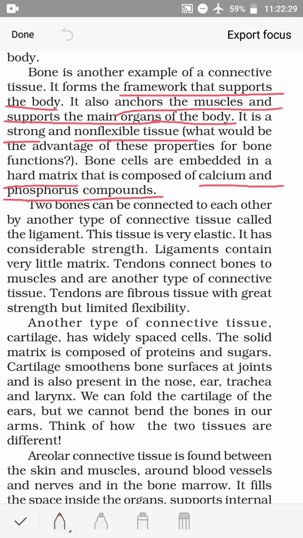Two bones can be connected to each other by another type of connective tissue called the ligament. This tissue is very elastic. It has considerable strength. Ligaments contain very little matrix. Tendons connect bones to muscles and are another type of connective tissue. Tendons are fibrous tissue with great strength but limited flexibility.